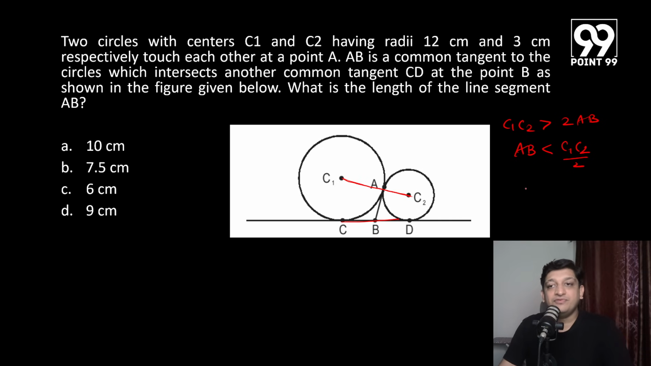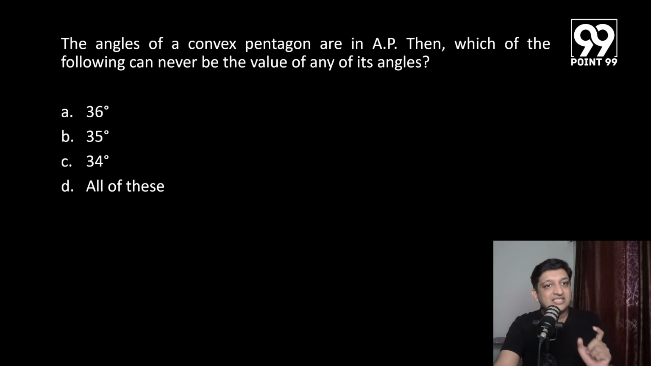It is 12 plus 3, 15. So AB has to be less than 7.5. How many options do we have that are less than 7.5? Only one. So the correct answer here is option C, that is 6 centimeters. By pure observation, you will be able to get this question right very quickly. Let's look at the next one. Slightly difficult to understand question, but try it out and then we will have a look at the solution.